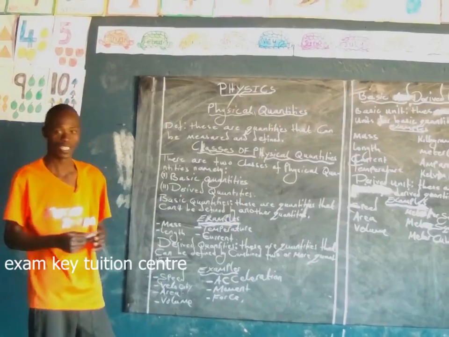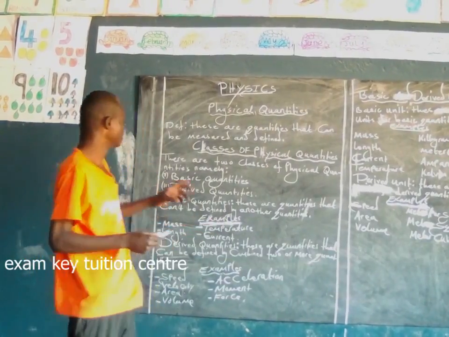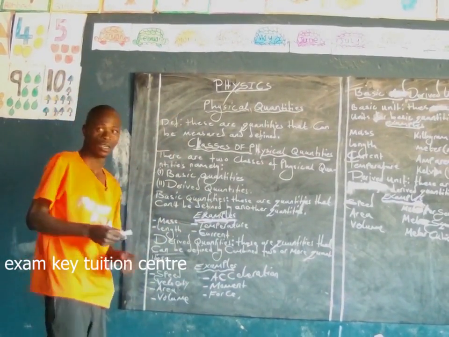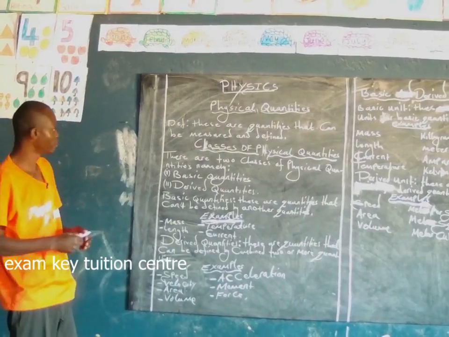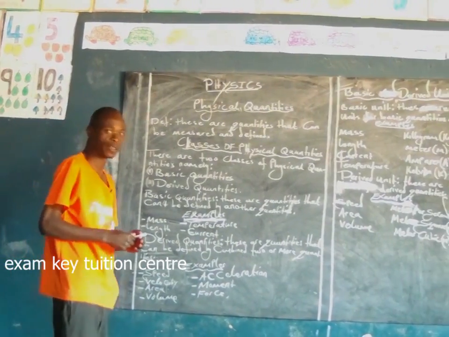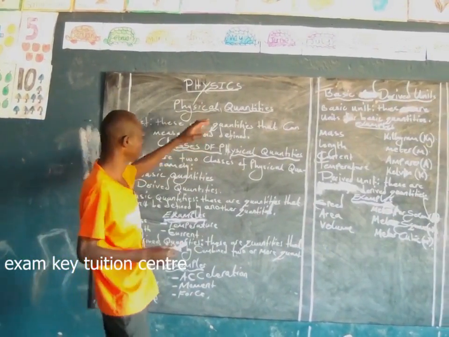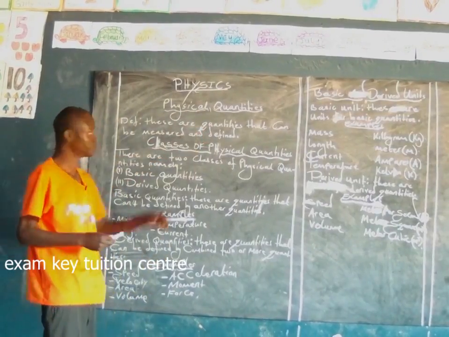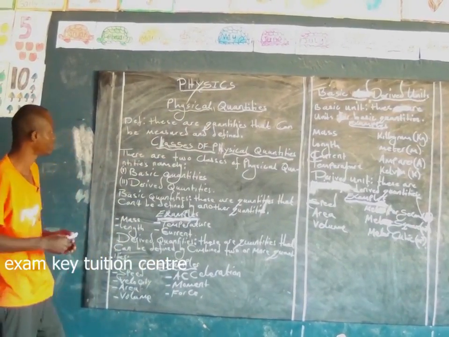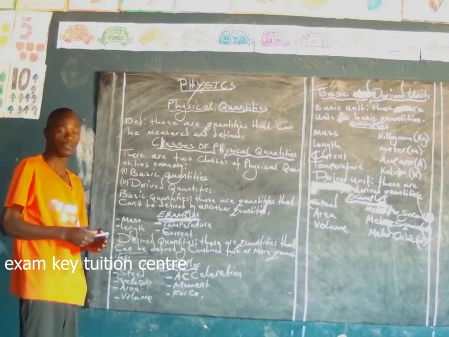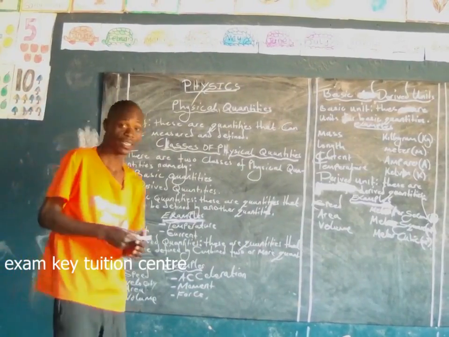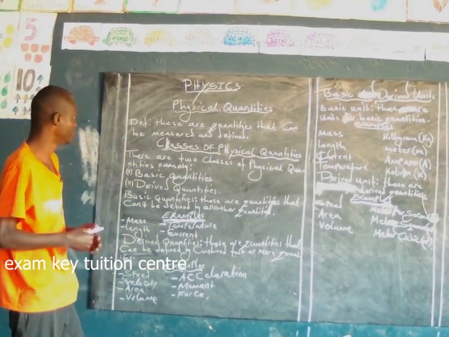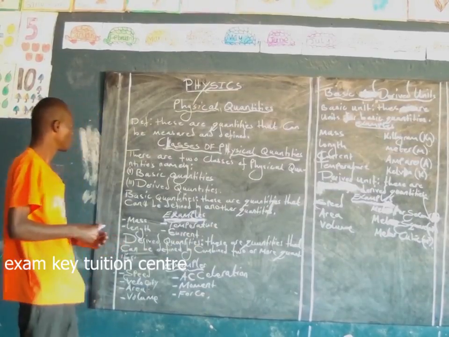To start with, we need to define what the term physics is. Now, when we are talking about physics, we are talking about the branch of science that deals with the measurements of physical quantities and their application in everyday basis.